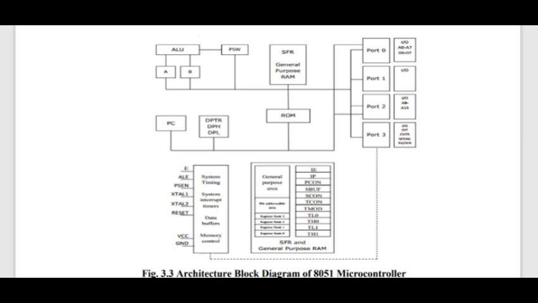And then we have the DPTR, which is the data pointer. This is the robot's magical pointing stick. It uses this to find things in its big memory castle. Then we have ports 0, 1, 2, and 3. These are like the robot's hands and feet. It uses these to touch and interact with the world outside its castle.